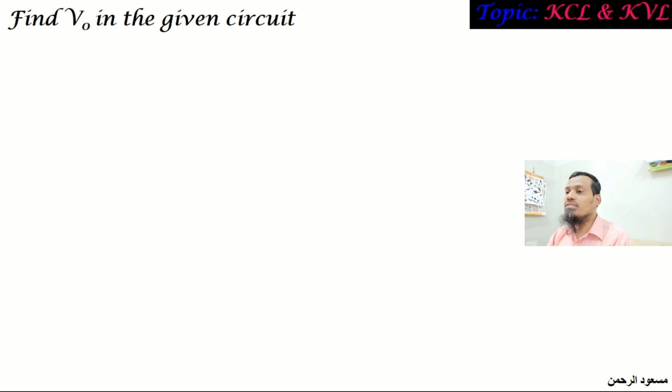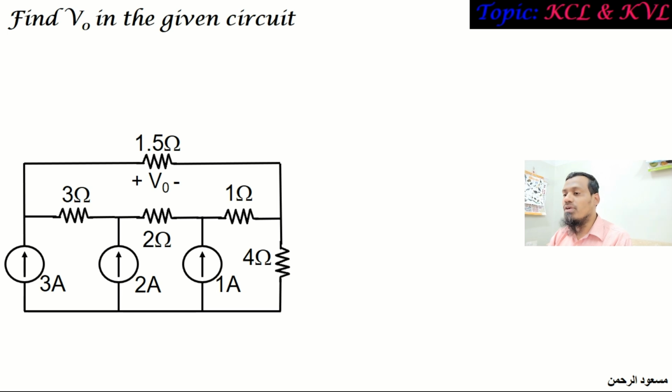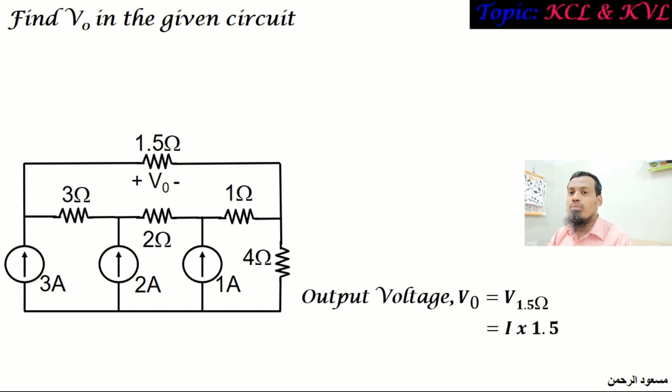So the given question is: find V0 in the given circuit. And the circuit given to you is this one, which has 4 loops, and V0 is located across the 1.5 ohm. The output voltage V0 will be equal to the voltage across the 1.5 ohm resistor. According to Ohm's law, V is equal to I multiplied by R. So the required voltage V0 is equal to I through the 1.5 ohm resistor multiplied by 1.5. So we need to find I. For that, let us use KCL and KVL.